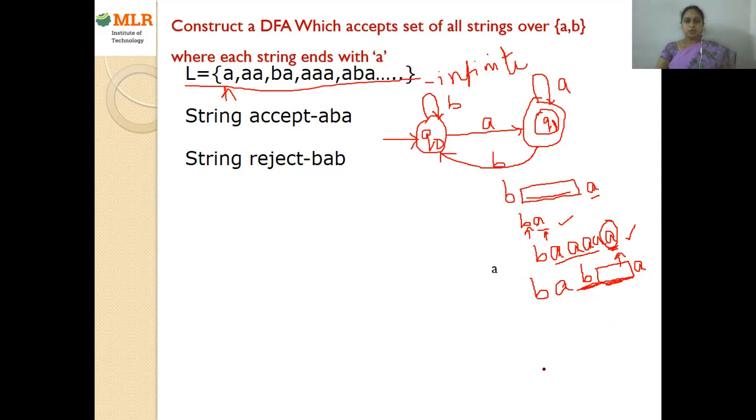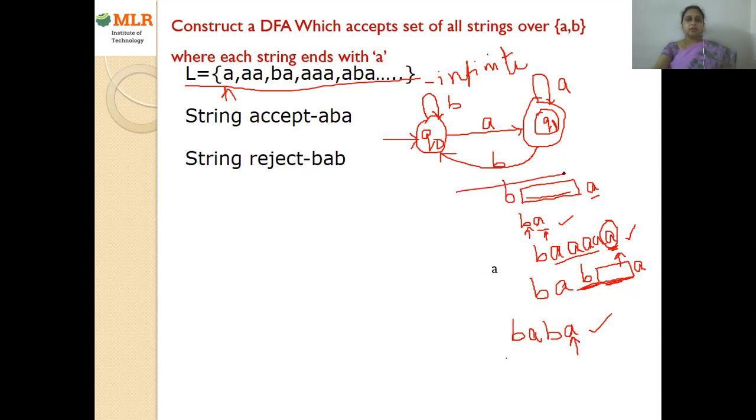Now if you observe, suppose I have my input as ba. Is this string accepted by the finite automaton? Yes, because the end of the string is a. If I take b as the input, Q0 on b stays in the same state. Q0 on a reaches the final state. Q1 on b goes to Q0, and Q0 on a comes again to Q1. Like this, the string will be accepted. In this way, we need to draw a DFA.